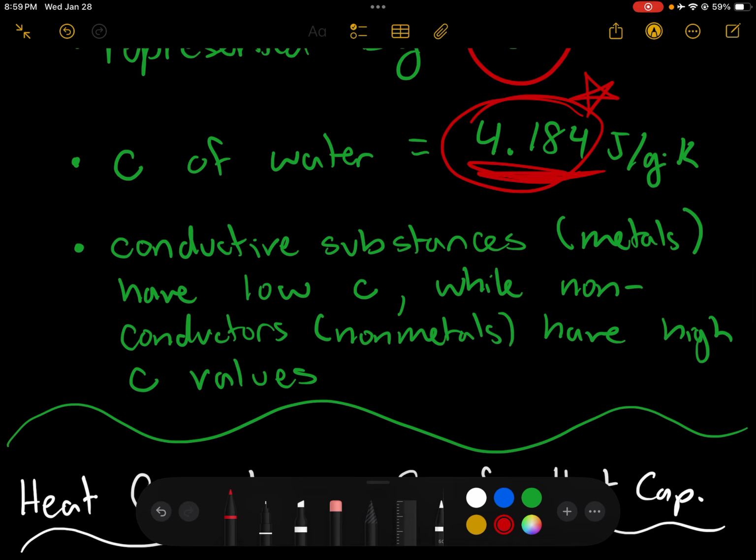In terms of different substances, conductive substances like metals tend to have low specific heat capacities because, again, metals conduct heat, they conduct electricity, so they're not good at holding on to heat. But non-conductors or non-metals like water tend to have much higher specific heat values because non-metals do not conduct heat, so they're really good at holding on to it.